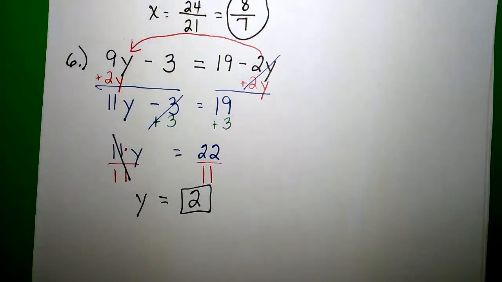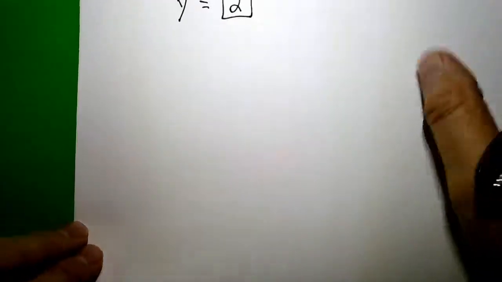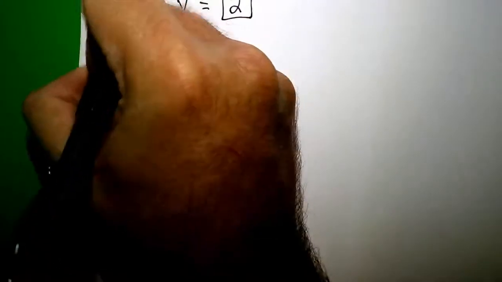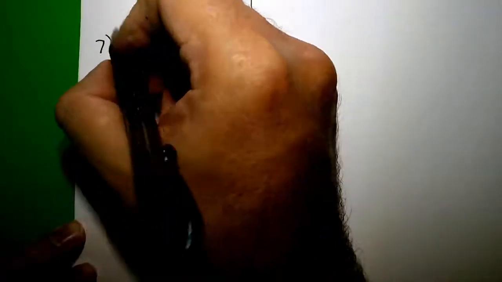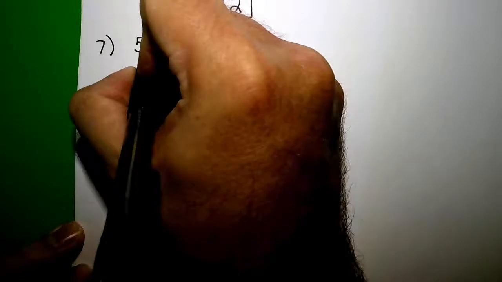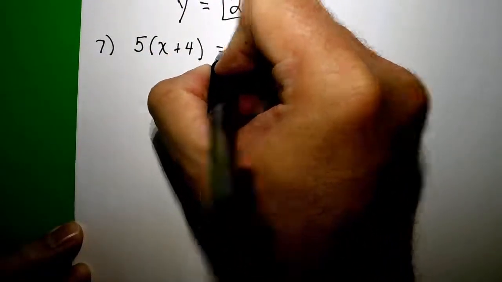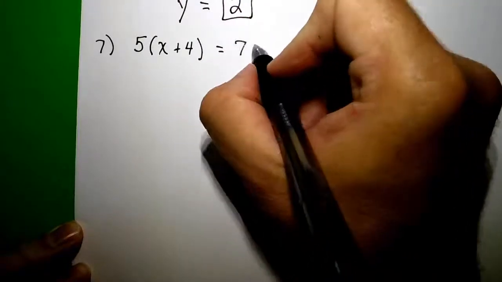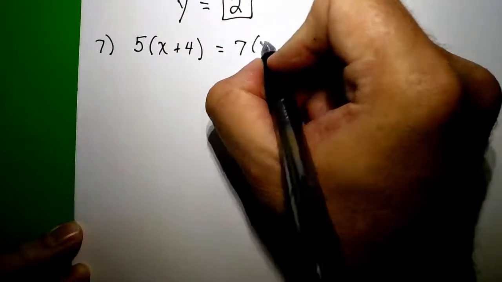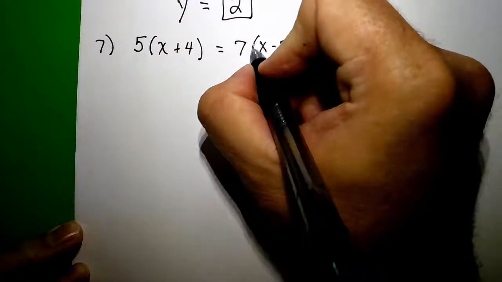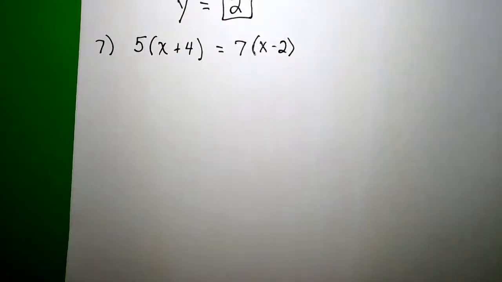Let's see. Here's one to do. Here's another problem. This is example number 7 today. 5 parentheses x plus 4 equals 7 parentheses x minus 2. Another way you could read this is 5 times x plus 4 equals 7 times x minus 2.